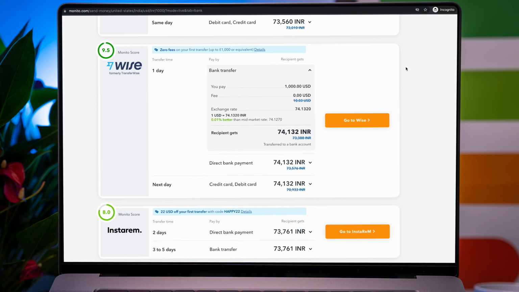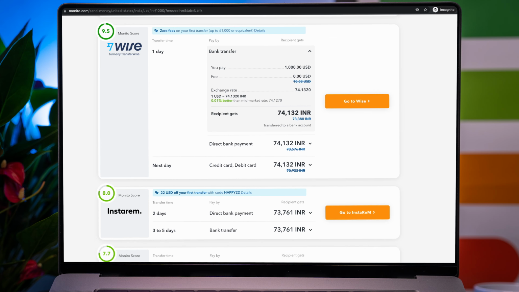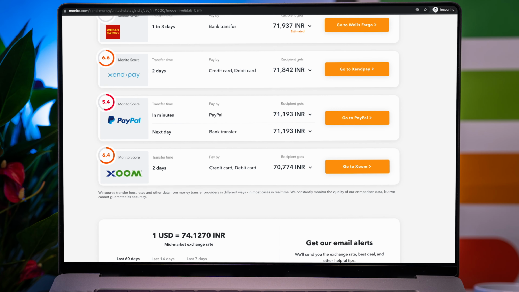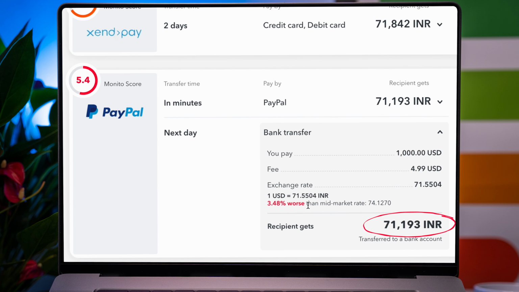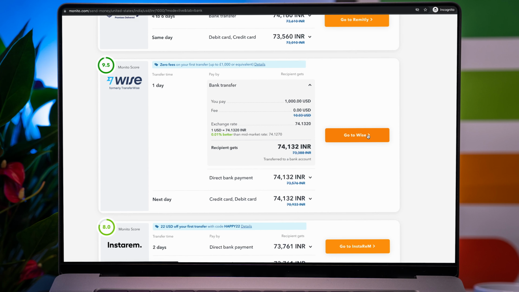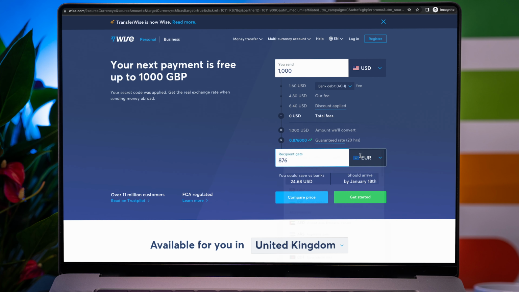Let me show you an example. So if we scroll down to PayPal, we can see that if we were to send our money with them, Samit would only receive 71,193 rupees, which is actually 3.48% worse than the mid-market exchange rate. So once you've chosen your provider, who I hope won't be PayPal, all you have to do is click Go To and you'll be redirected to their website. You may have to sign up or fill out a couple of forms, but it should be pretty quick.